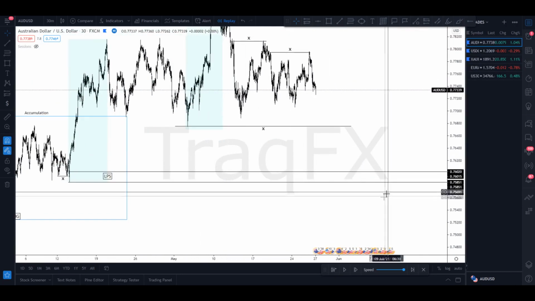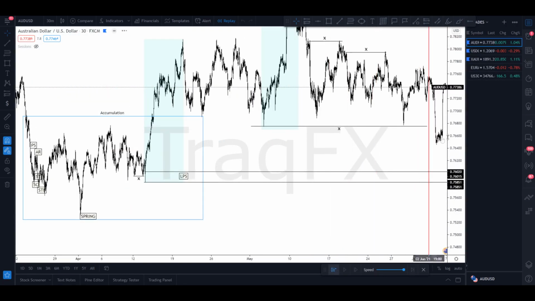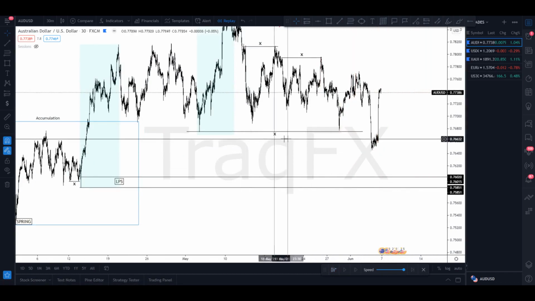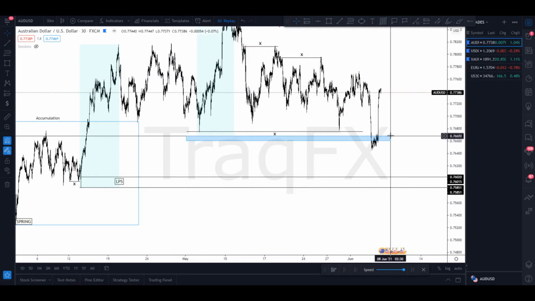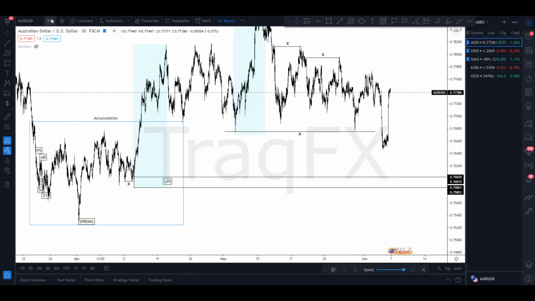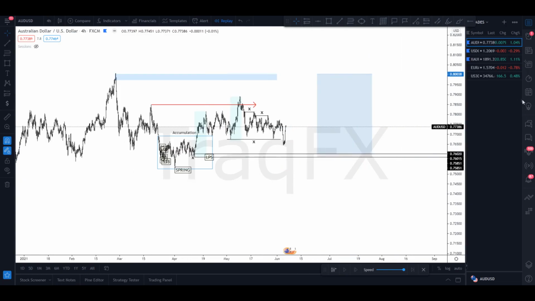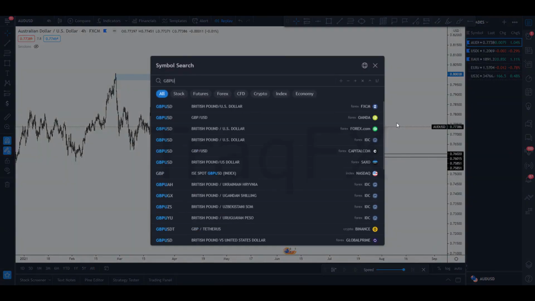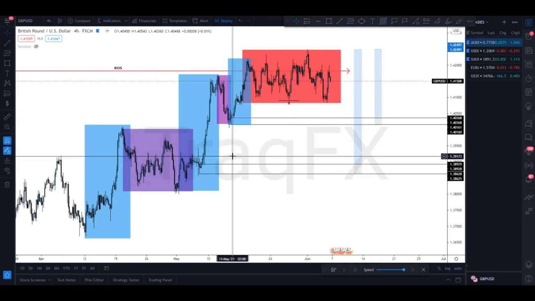So initially, what we're waiting for now is we're waiting for price to clear all that money right over here, to take out all that liquidity over here, and then tap into our area of interest and then go up. So that's how simple it really is, just focusing on the expansion. Now let's go to GBP USD, and let me show you how easy it is to analyze this.